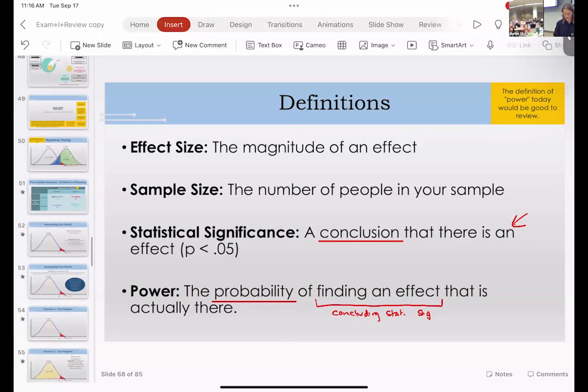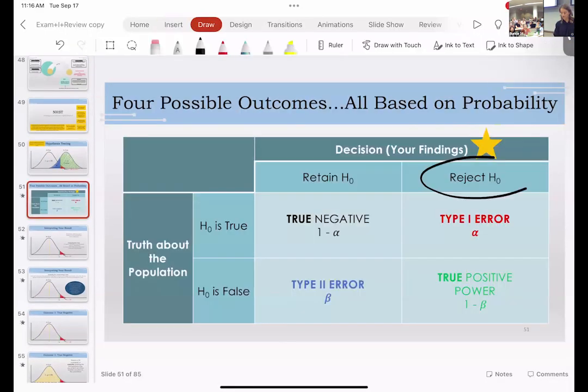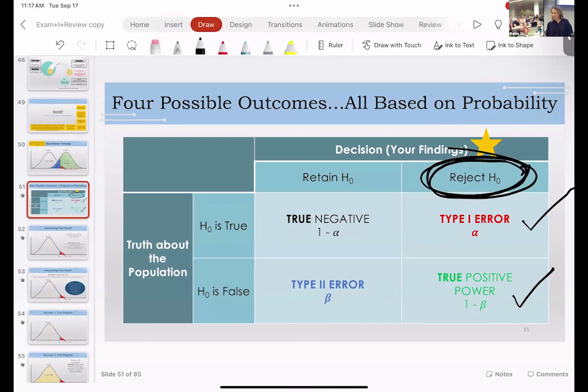This is the easy way to think about it. Look, if I reject the null, that is statistical significance, right? I'm saying, world, nuts make you statistically significantly more healthy, right? I can either be right or I can be wrong. But power is the probability of rejecting the null that is actually false, right? So finding an effect that's really there.